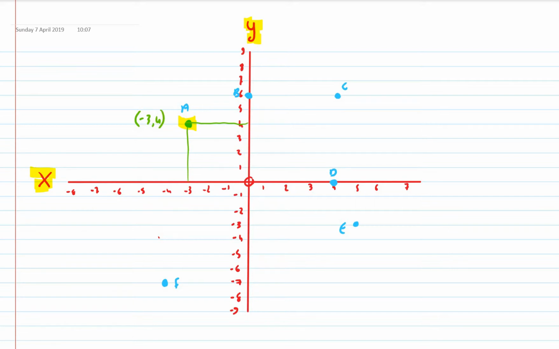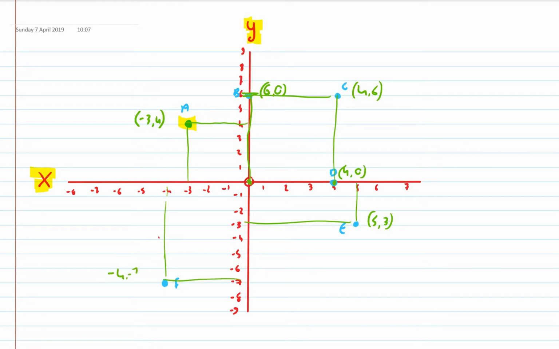B then, we go to the x and we realise it's at 0. We go to the y and it's at 6. So 0, 6. C, 4, 6. D, 4 on the x, 0 on the y. E is 5, 3. And F is -4, -7. So that's those red ones.